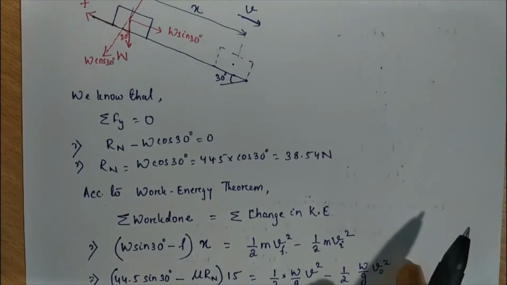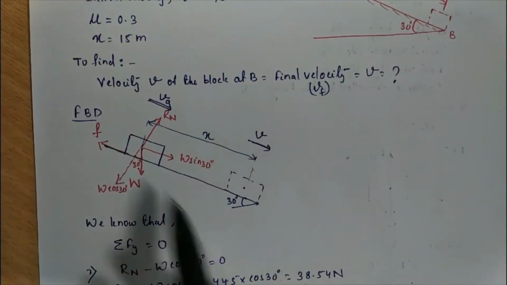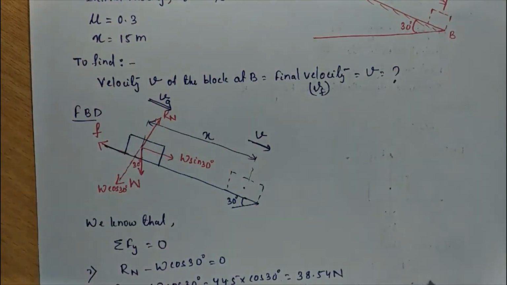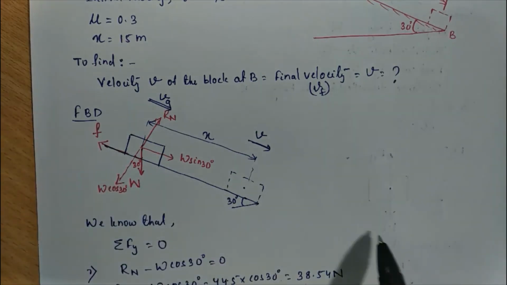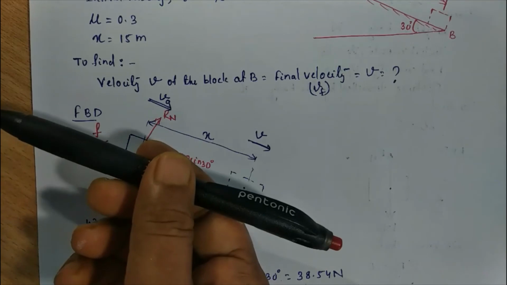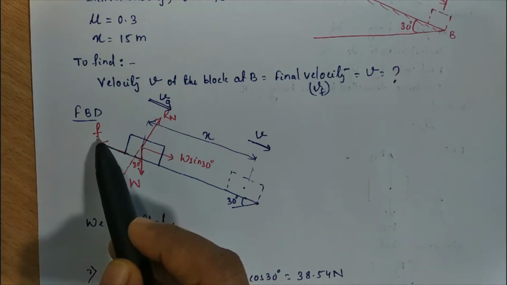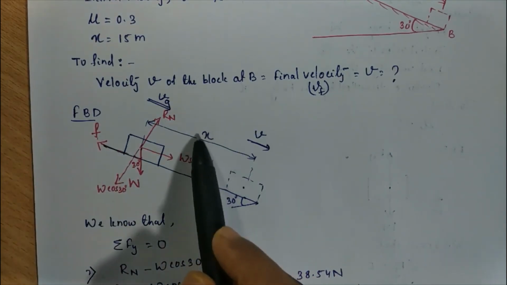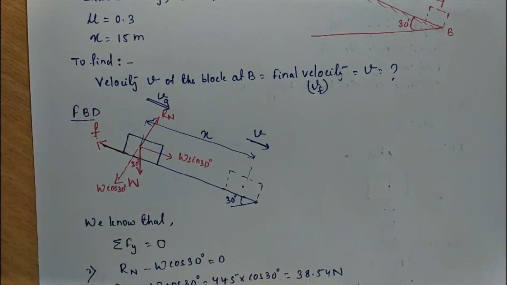Now according to the work-energy theorem, we know that work done equals the change in kinetic energy. So for work done we have to consider force into displacement. The displacement is along the x direction, so how many forces are there along this direction? That is W sin 30 and F. Both these forces are along the x direction. Due to this W sin 30 and F, the displacement made by the body is x. So we consider both these forces to calculate the work done. How do you have to consider this?